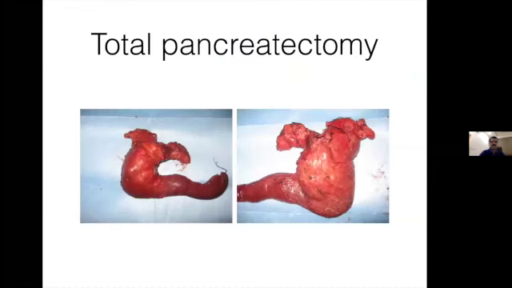So this is another patient in whom we did a total pancreatectomy. It was a mucinous cystic neoplasm, almost completely occupying the pancreas. She is still alive without any issues.